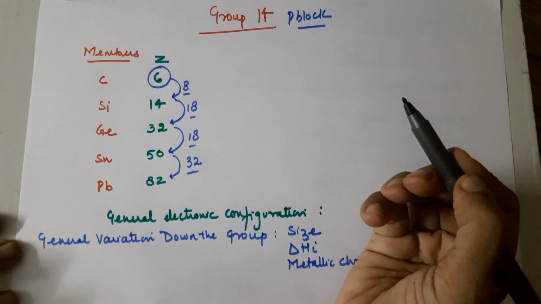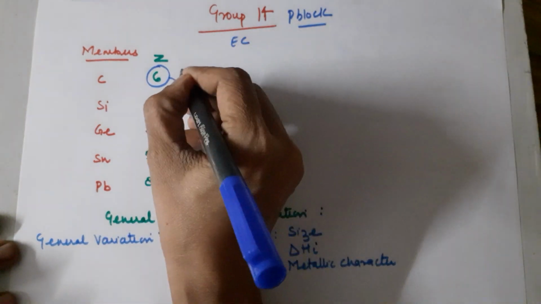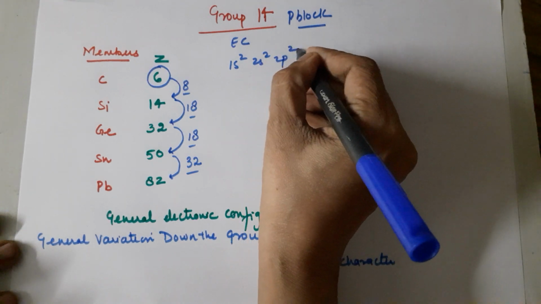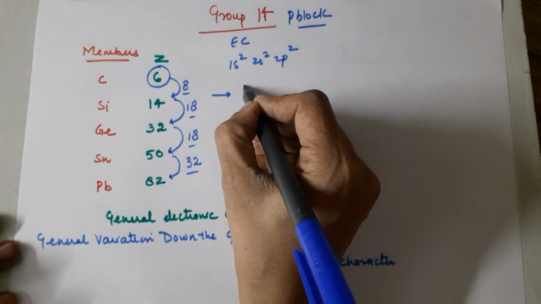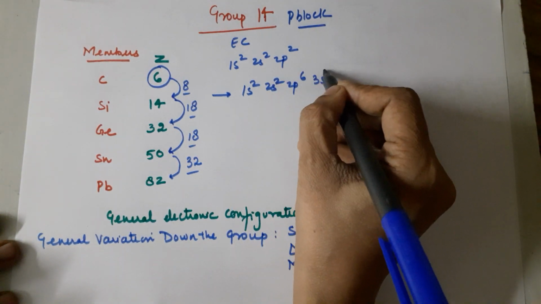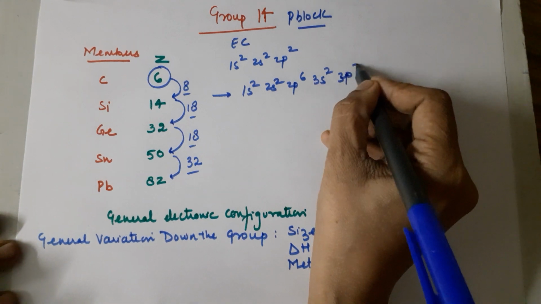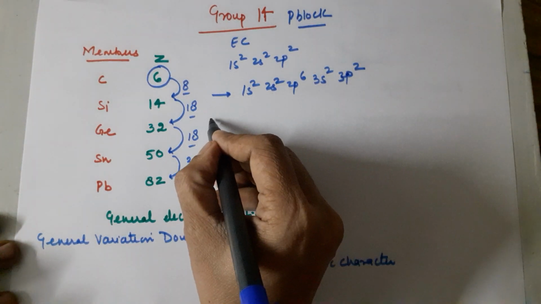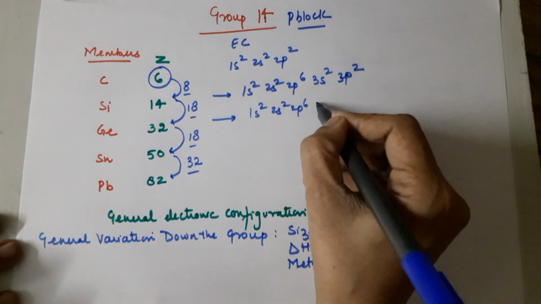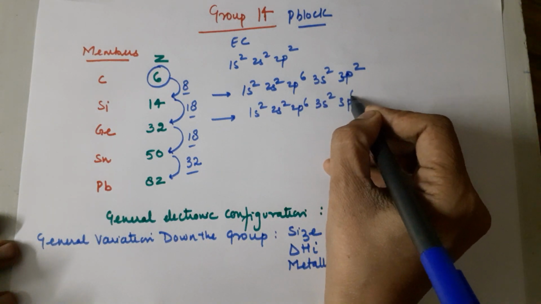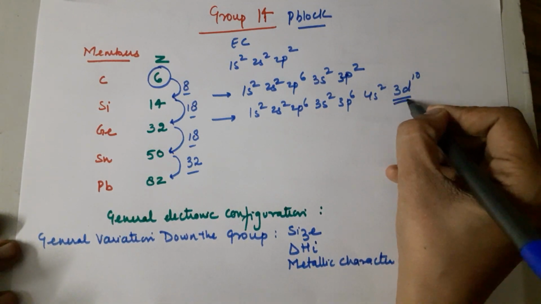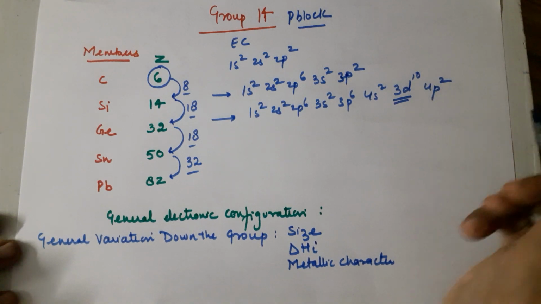Fine. Moving on to the electronic configuration. For 6, your configuration is 1s2, 2s2, 2p2. For 14, the electronic configuration would be 1s2, 2s2, 2p6, 3s2, 3p2. For germanium, the configuration is 1s2, 2s2, 2p6, 3s2, 3p6, 4s2, 3d10 gets incorporated here and a 4p2.